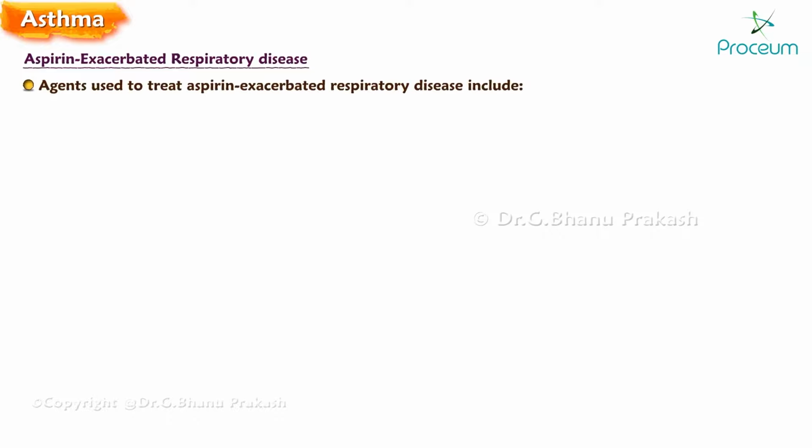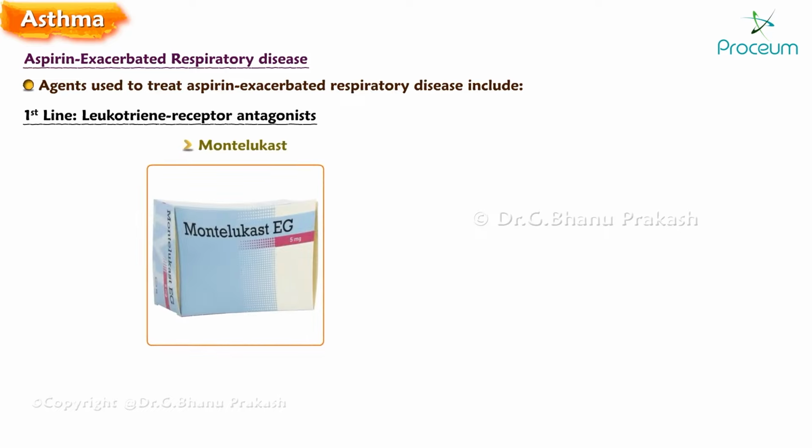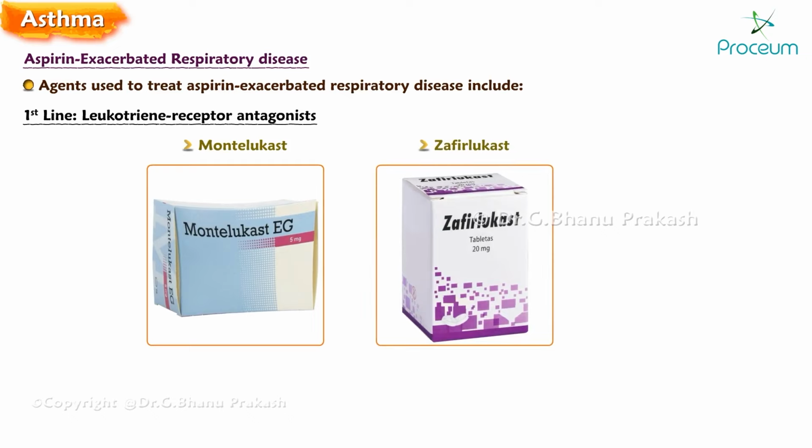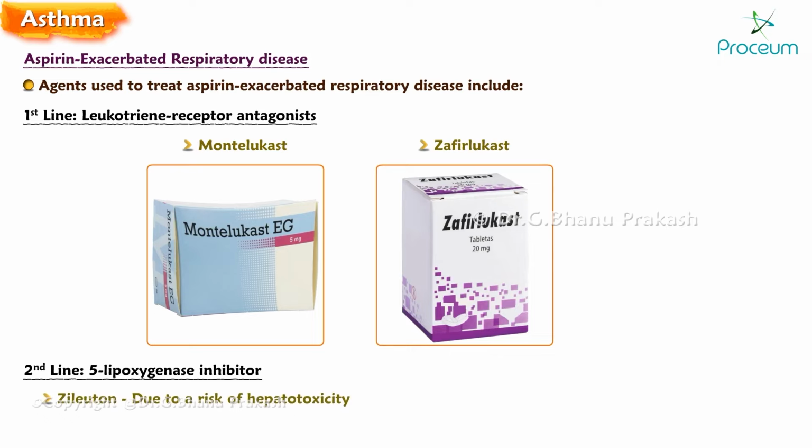Agents used to treat aspirin-exacerbated respiratory disease include: first line, leukotriene receptor antagonist, montelukast, zafirlukast. Second line, 5-lipoxygenase inhibitor, zileuton. Zileuton is considered a second-line agent in part due to a risk of hepatotoxicity.